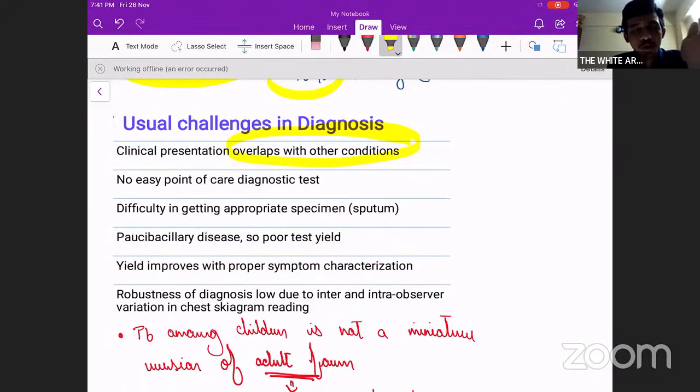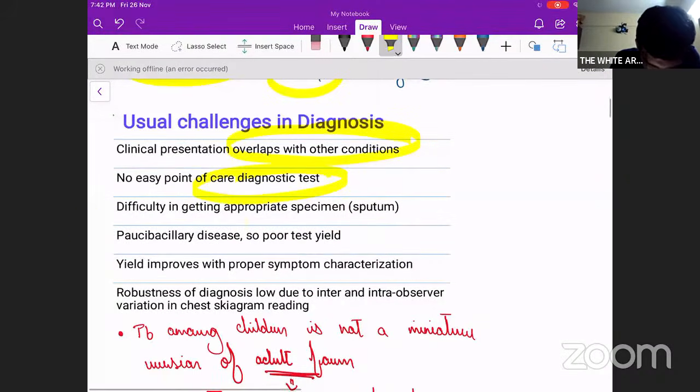Under 5 years, most of the presenting complaints to our OPD will be a child with fever, a child with cough, a child with weight loss, a child with malnutrition. All these children come with similar complaints, and it overlaps. So the differential diagnosis broadens, and there are high chances that we might end up missing TB as the diagnosis. And there is no easy point of care diagnostic test, because whatever diagnostic test we have, like expectorated sputum, is difficult in children, because children don't know how to bring out their sputum. So that is our next point, difficulty in getting an appropriate specimen.